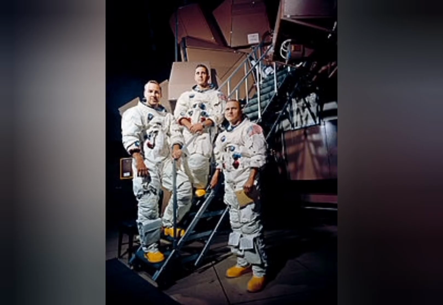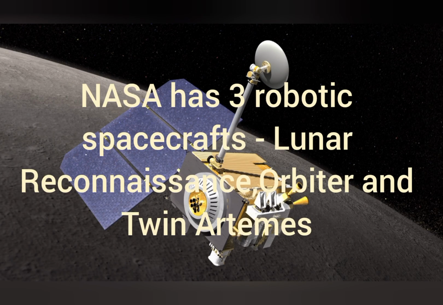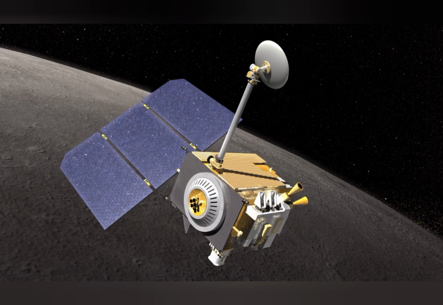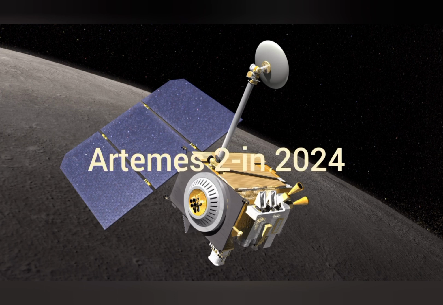In December 1968, the American spacecraft Apollo 8 with its 3 astronauts orbited around the moon. And on 21st of July 1969, an astronaut named Neil Armstrong became the first man to land on the moon. NASA has sent 3 robotic spacecraft to the moon, that is Lunar Reconnaissance Orbiter and Twin Artemis. A new mission to the moon, Artemis 2, will be launched in the year 2024.